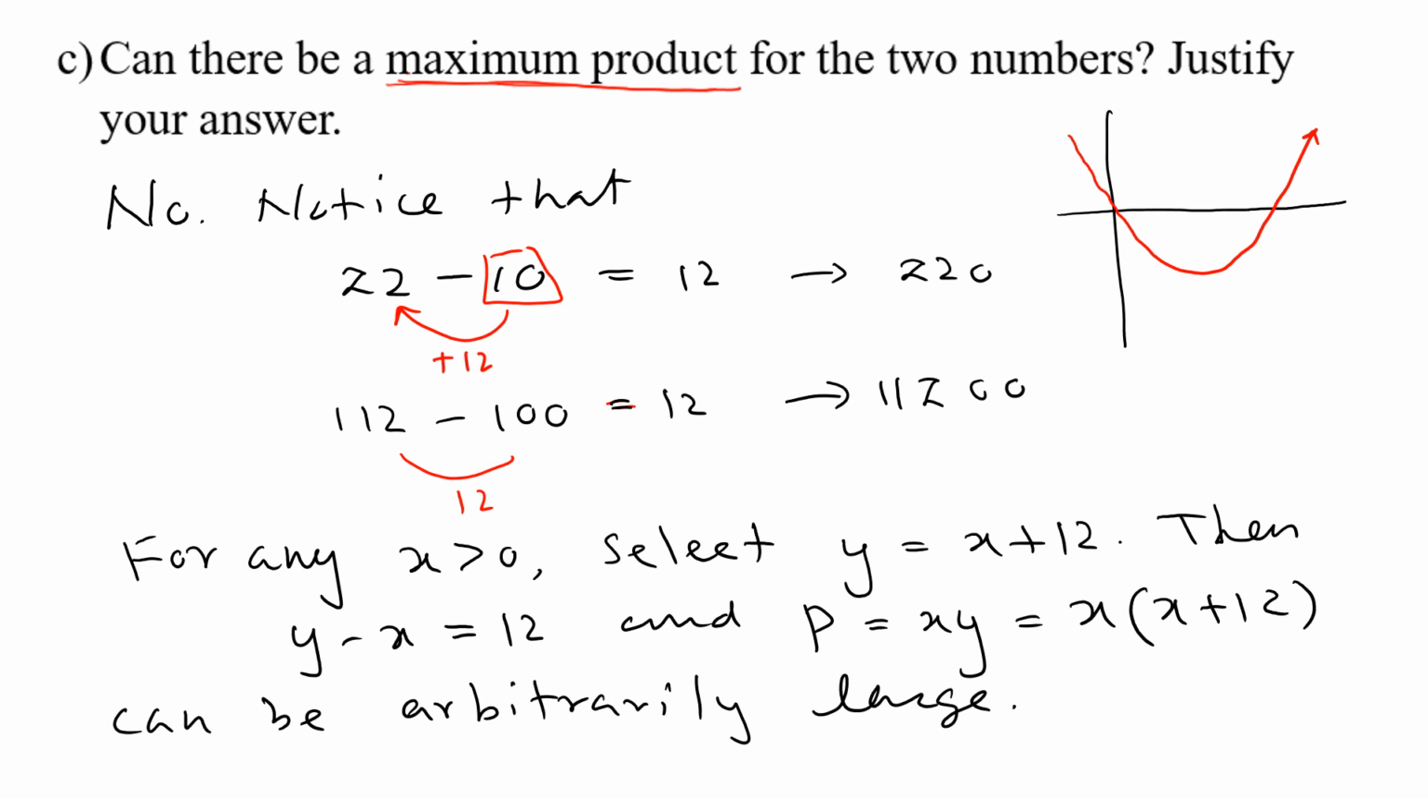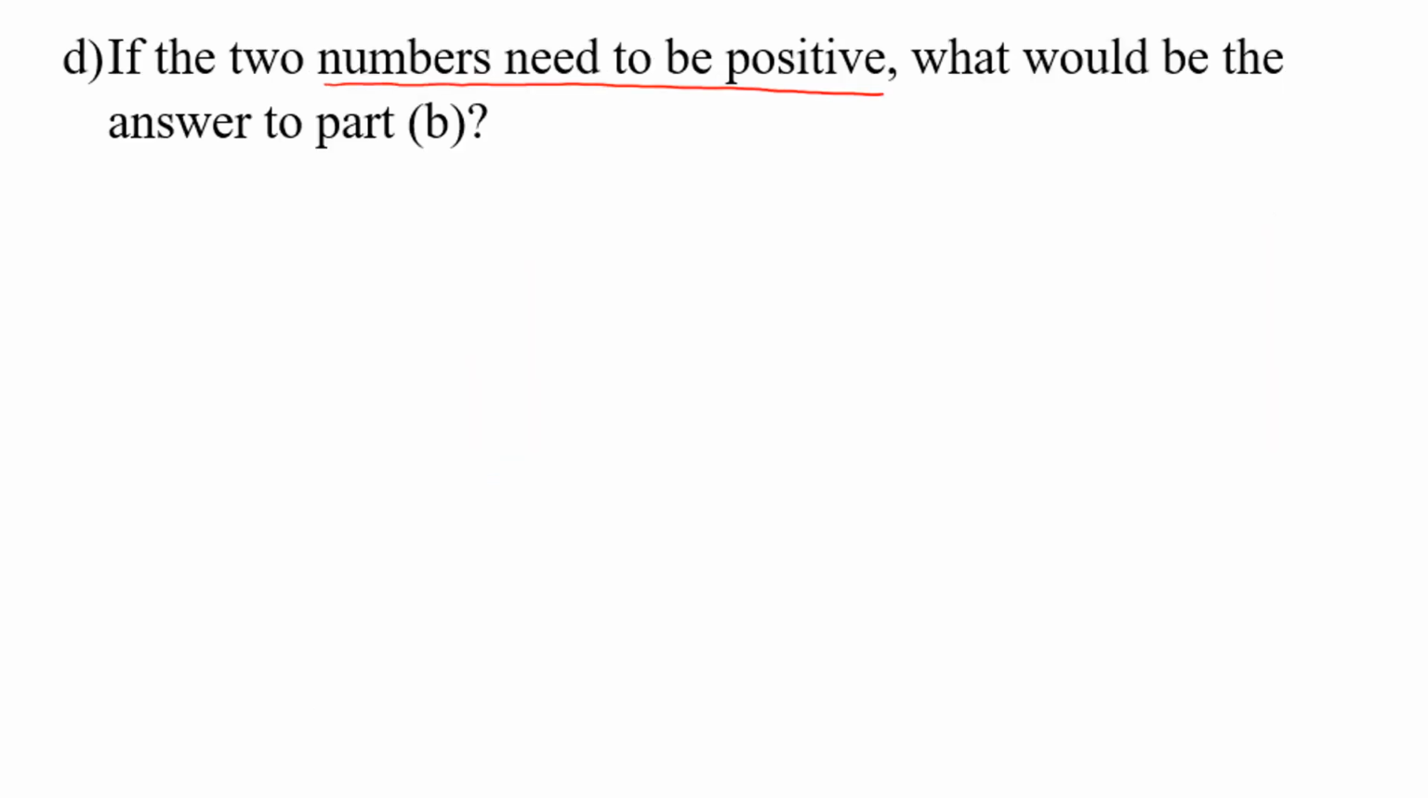It's also very clear from the graph. So let's look at the next one. In part D, it's asking if the two numbers need to be positive. This is an interesting problem. It says that the two numbers have to be positive, not just any numbers. So if the two numbers have to be positive, then can there be a minimum?